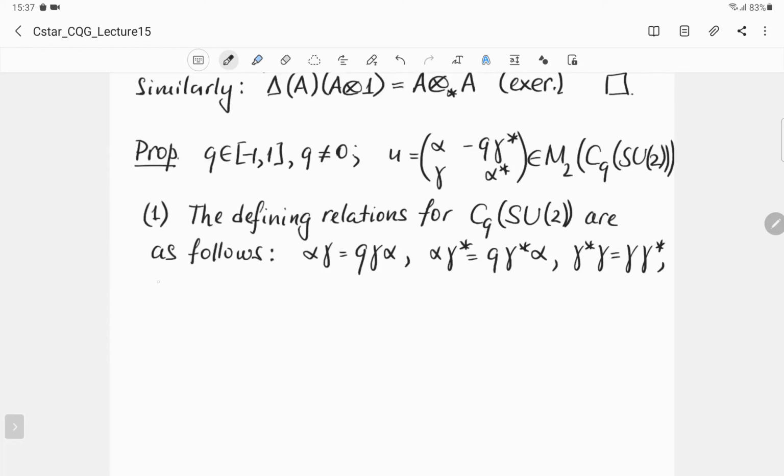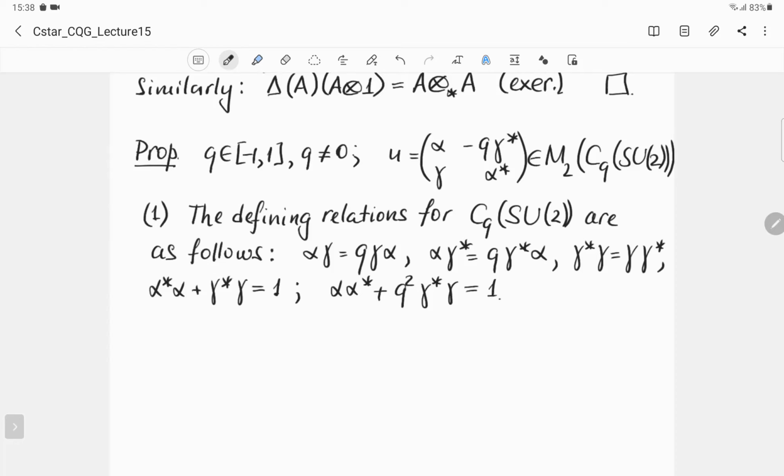One more relation is similar to the commutative case: alpha star alpha plus gamma star gamma is 1. And finally, we have one more condition, which is a kind of quantum unimodularity condition. In some sense, the quantum determinant of U is 1. More exactly, alpha alpha star plus q squared gamma star gamma is 1.